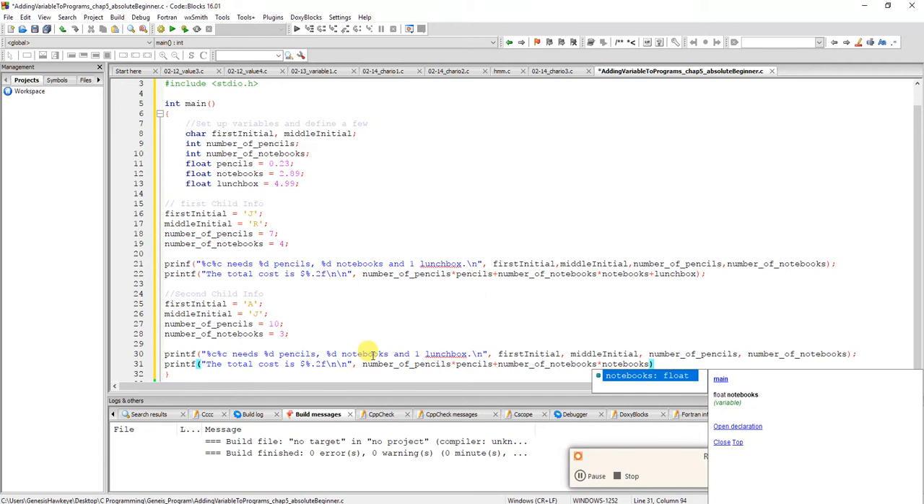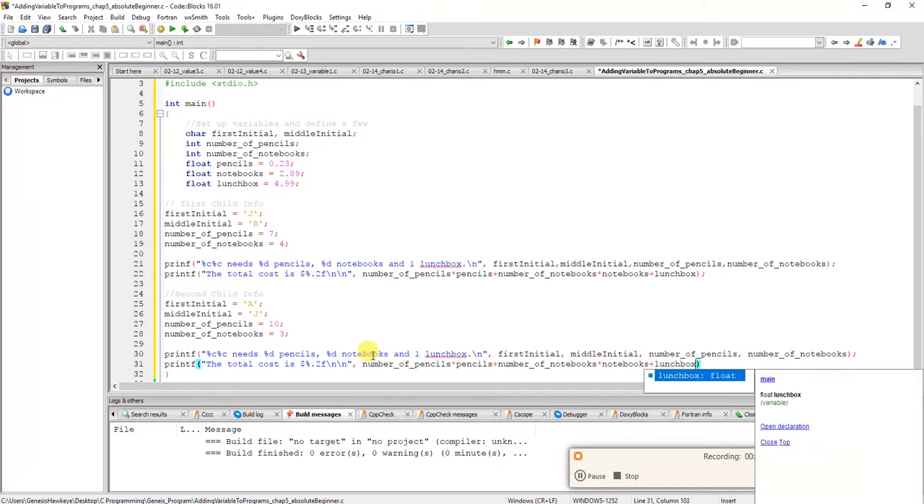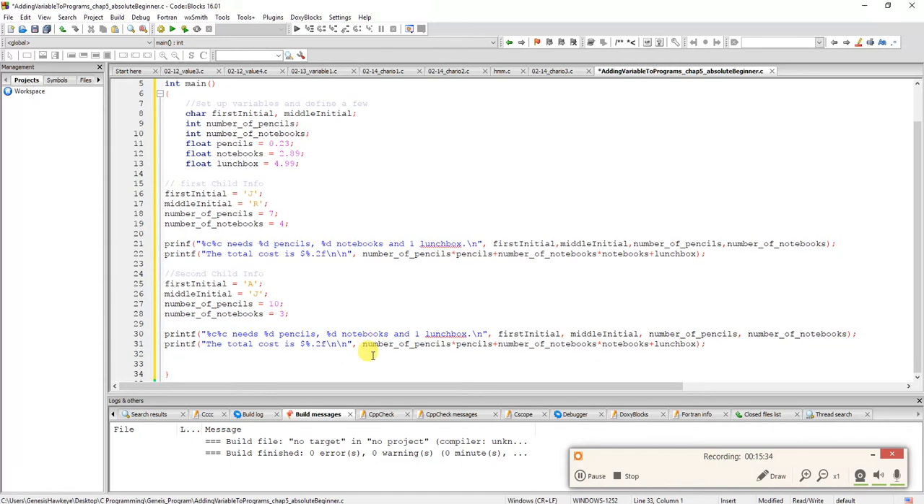Okay, and then he needs a lunchbox, right? So lunchbox, and we're done. Now we're gonna do a third child here. So third child information.